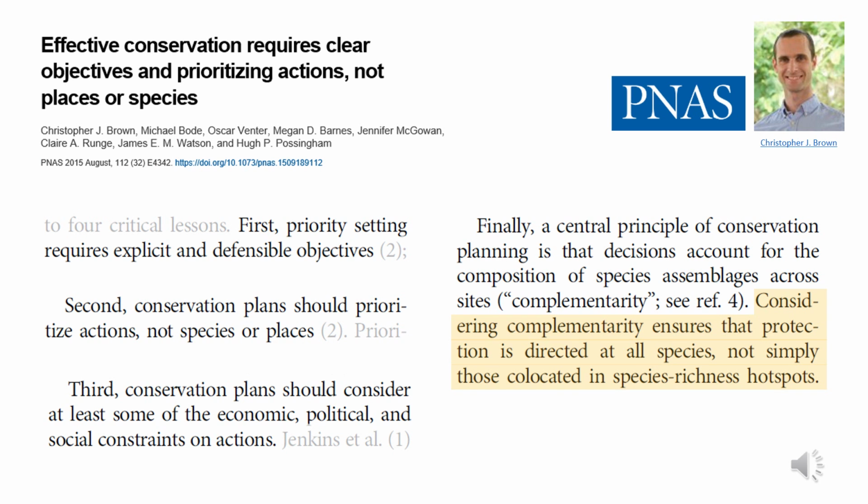This article is a response to the Jenkins et al. article. The authors here are questioning whether focusing the priority on places and species is the best and only way to determine the most efficient land areas for conservation. The authors highlight four main additional points to consider when determining which land should be protected. Those points are highlighted here on the screen.